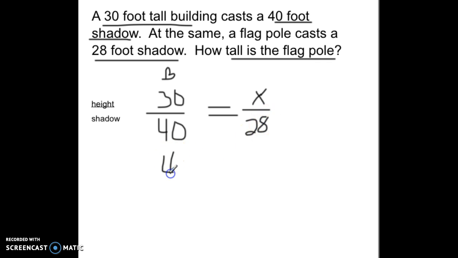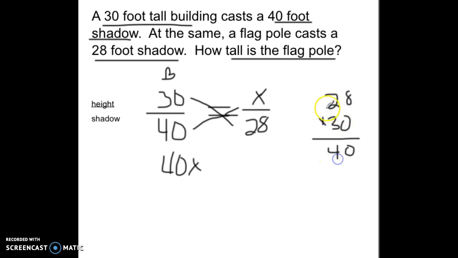So here we go. We do 40x, that's that cross product, equals 28 times 30. So if we're doing that, it's going to be 0 in the first spot, 24, carry my 2, 6, 7, 8, 840, that's a lot, equals 840. So I did a little tricks over here on my multiplication. You need to do it normally.